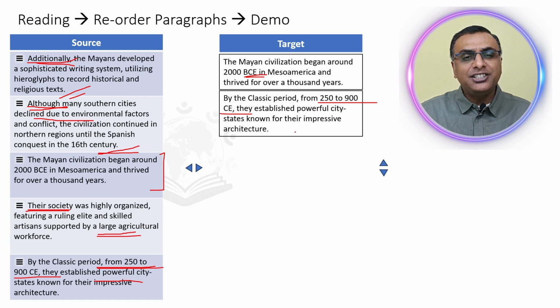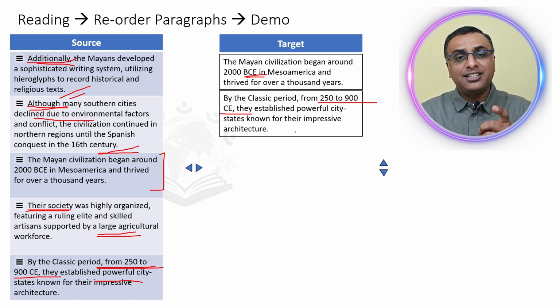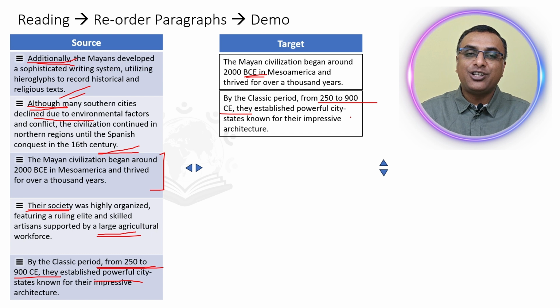Next, additionally, you can see that they have established powerful city-states known for their impressive architecture. After civilizations are born, what would they do for so many years? They will try to show their dominance by building architecture and a huge army, correct? That is what they have done here. So this is how you can identify it using the second clue for your next logical sequence.